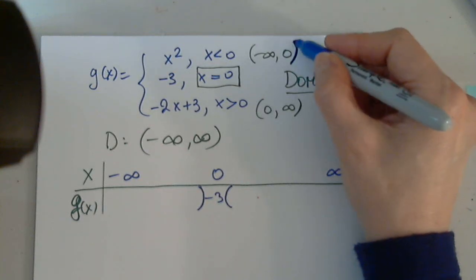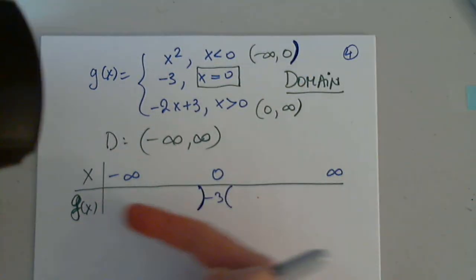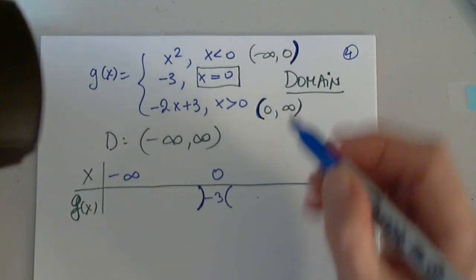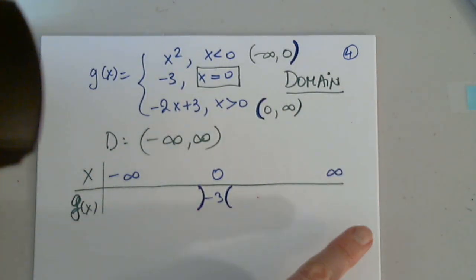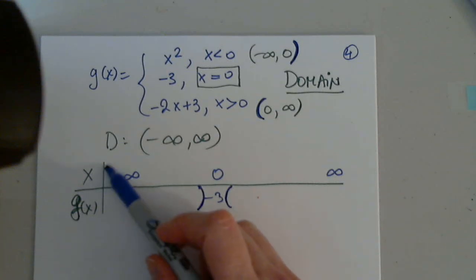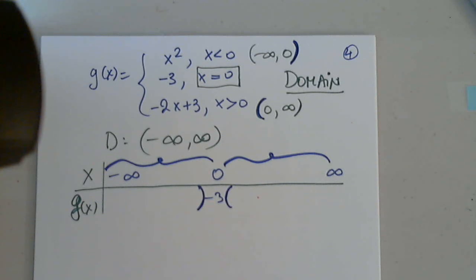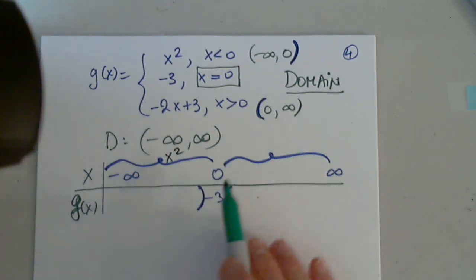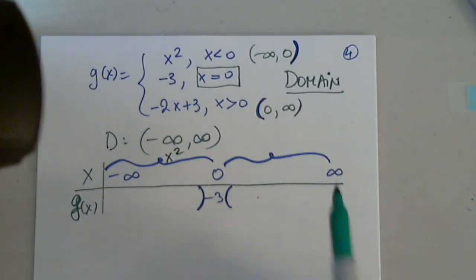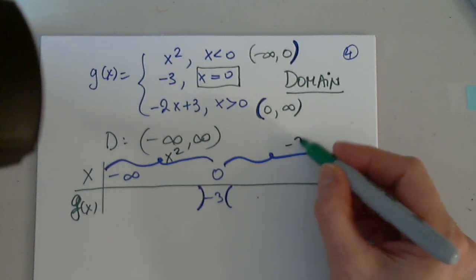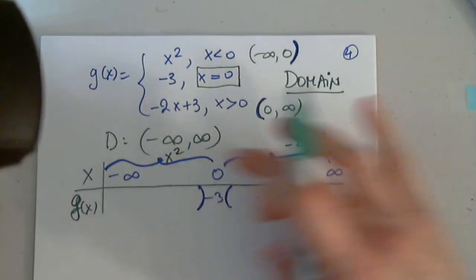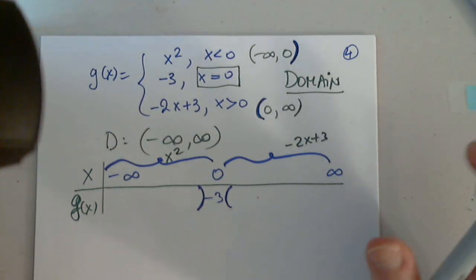This parenthesis is facing left. This parenthesis is facing right. Which function do we use from negative infinity to 0? I know this is an overkill, but I need this for you to understand what's happening here. X squared. Perfect. Which function between 0 and infinity? Negative 2x plus 3. Yes. Again, this is not carved in stone. You can adjust this method if you'd like.